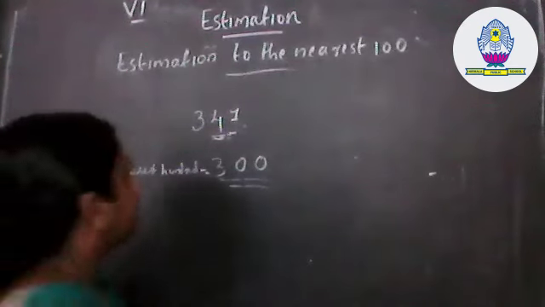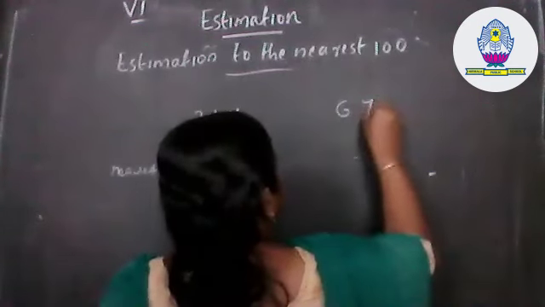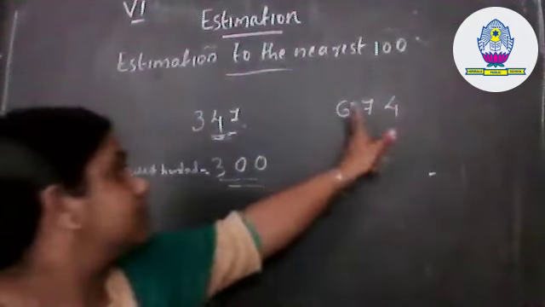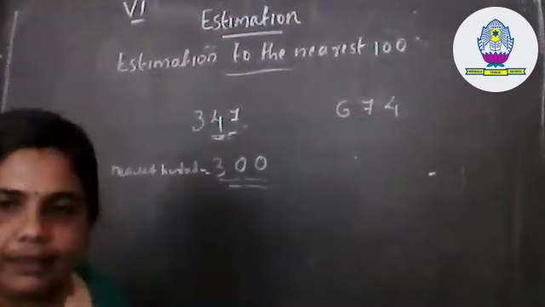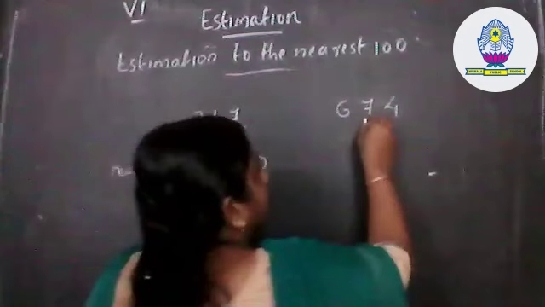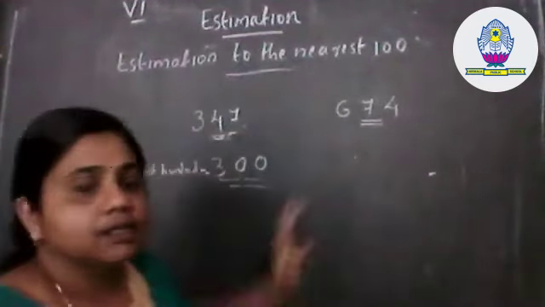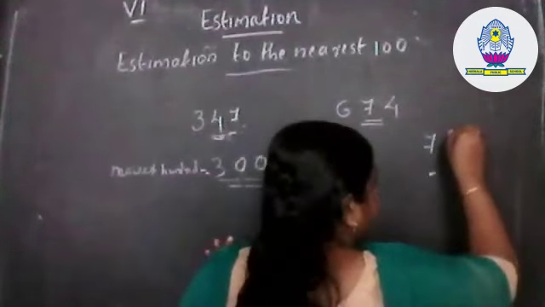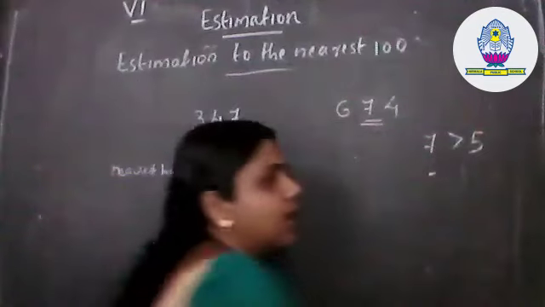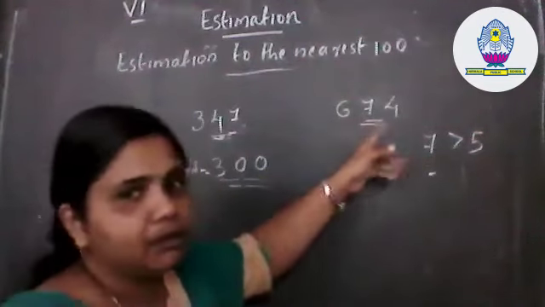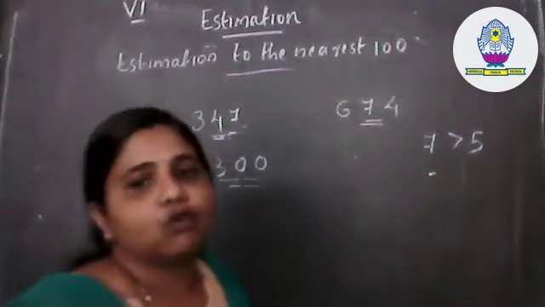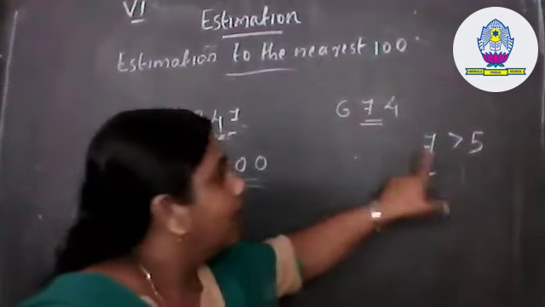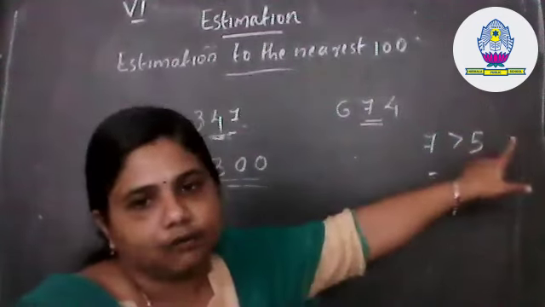Then the next example, 674. We take the digit in the tens place. That is 7. The digit in the tens place is 7, which is greater than 5.